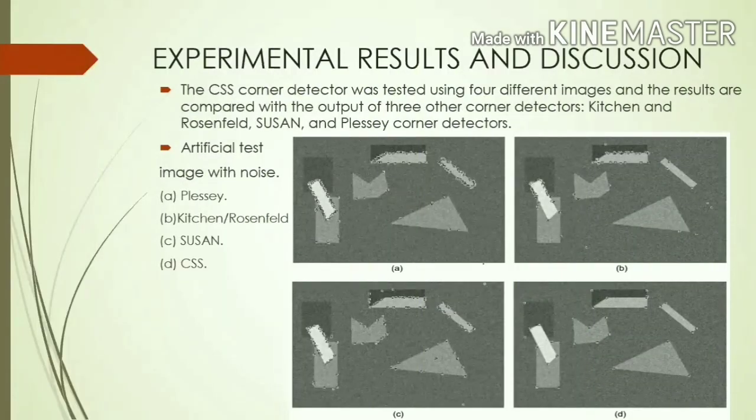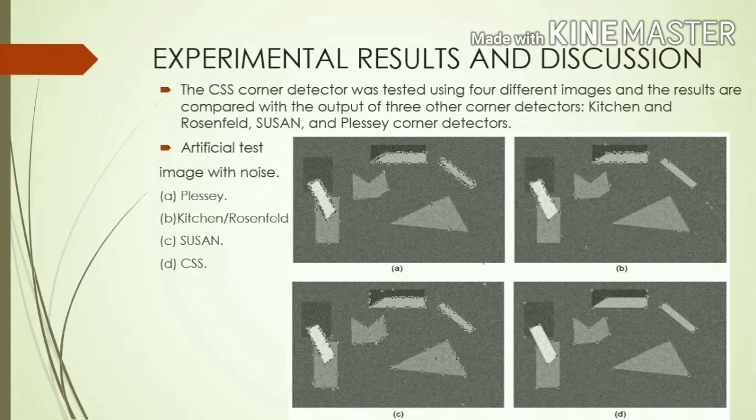The CSS corner detector was tested using 4 different images, and the results are compared with the output of 3 other detectors, which were introduced to you already: the Rosenfeld, Kitchen, and Plessey corner detectors.